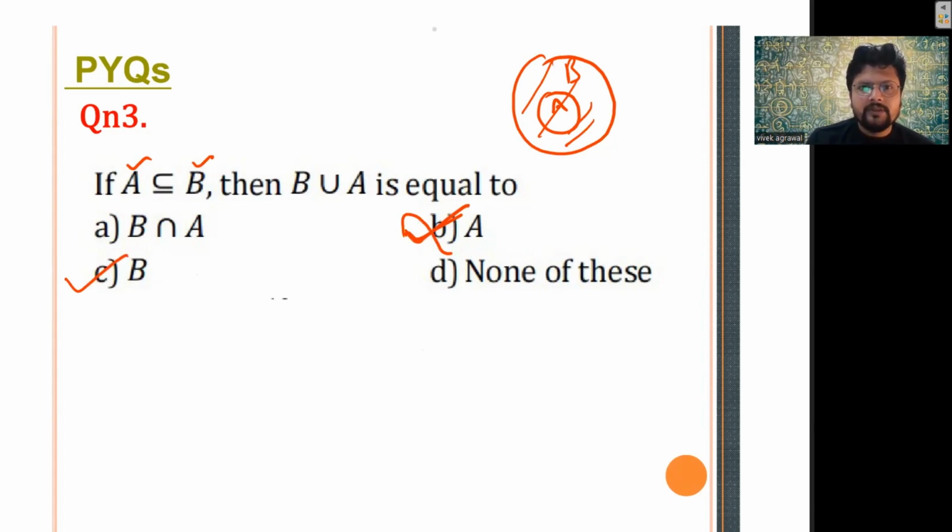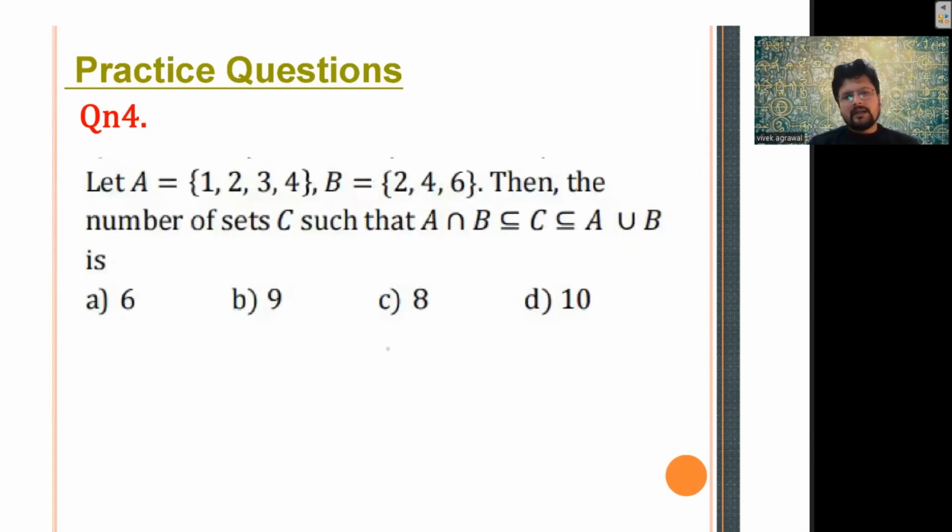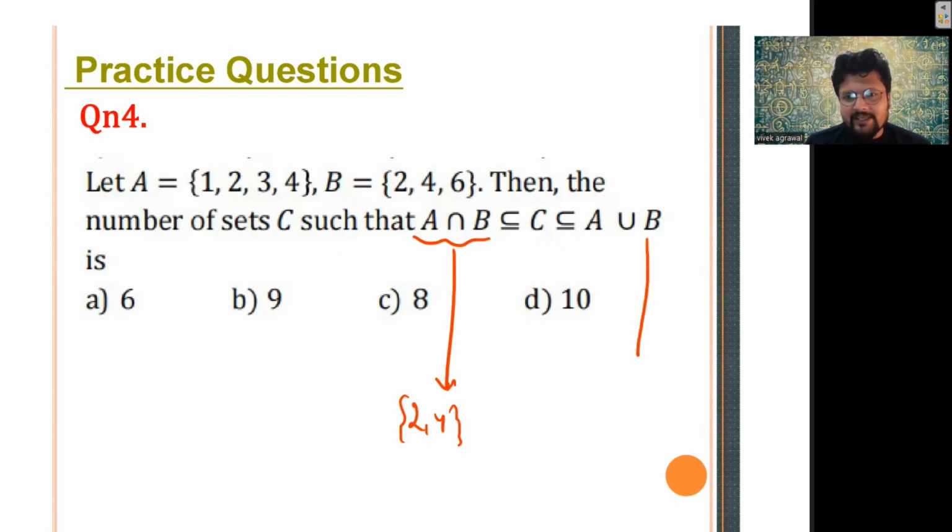We have the next question. A is {1, 2, 3, 4}, B is {2, 4, 6}. Then the number of sets C such that A intersection B is a subset of C, and that is a subset of A union B. So first of all, what is A intersection B? A intersection B is 2, 4. Right. What is A union B? 1, 2, 3, 4, 6.